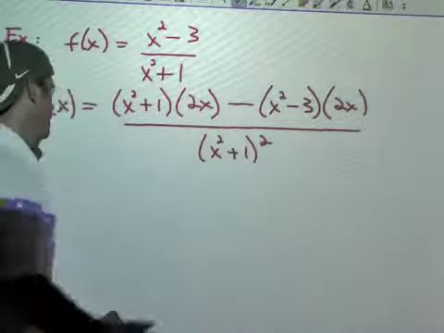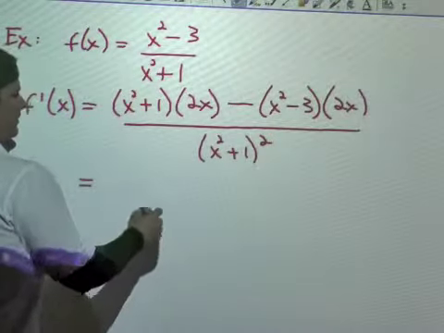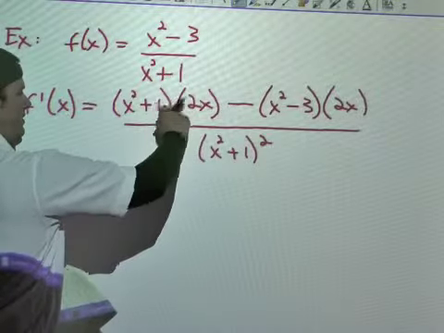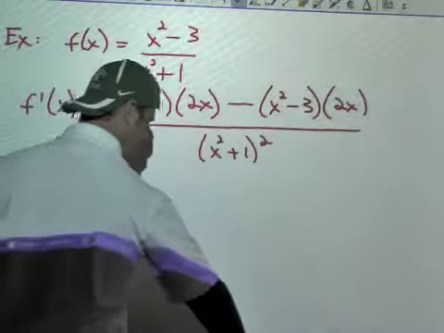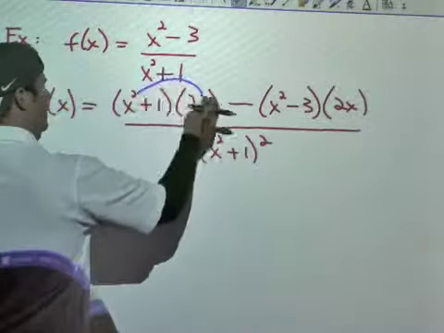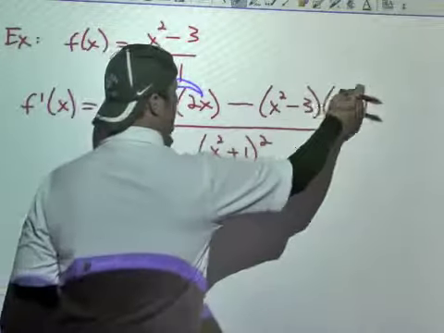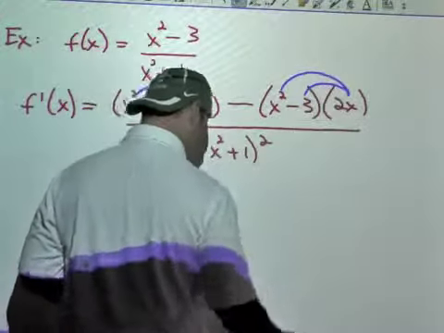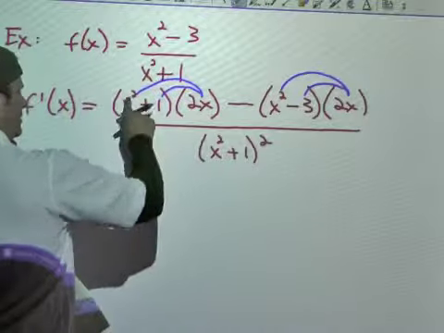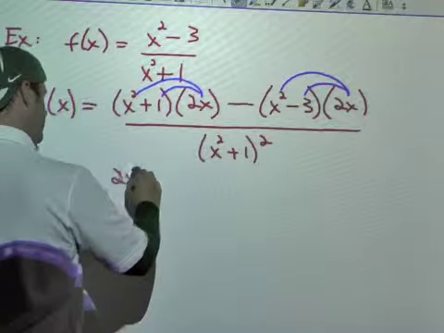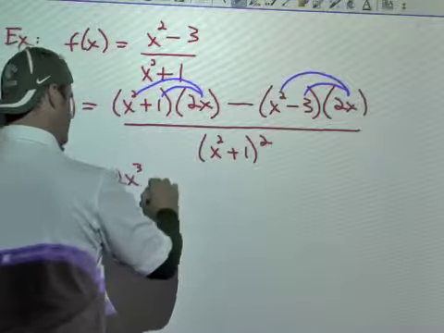And now we'll simplify. So what I would do is distribute the 2x through. So multiply here, and I'm going to do the same thing right there. So here I get 2x cubed plus 2x.